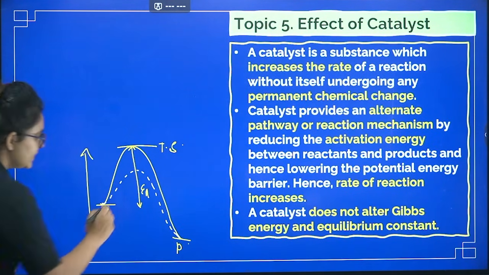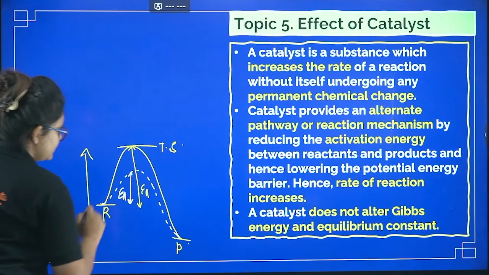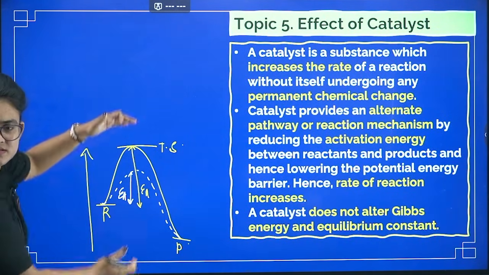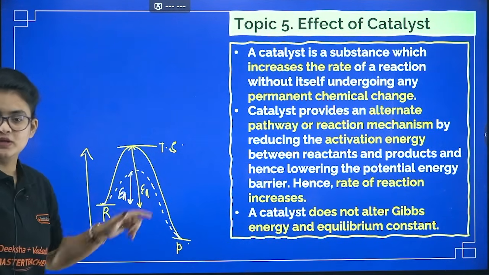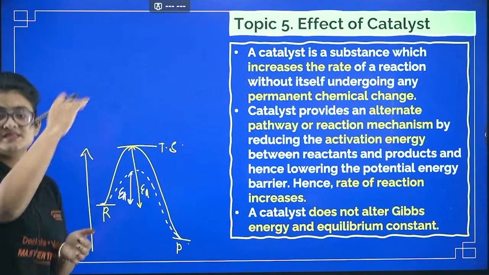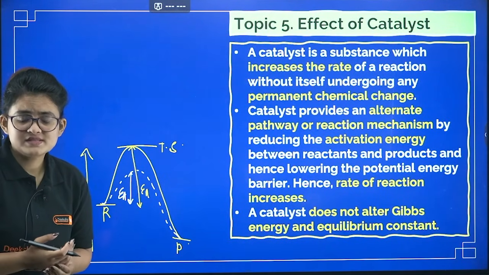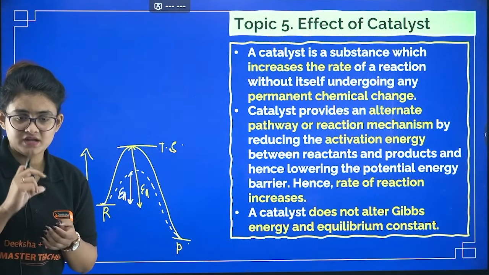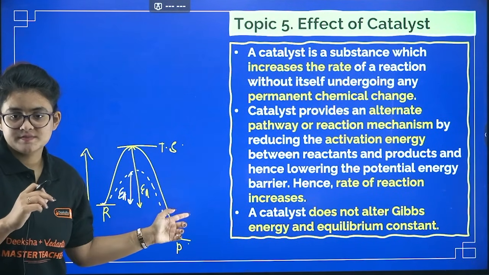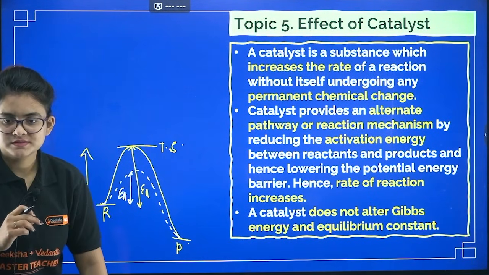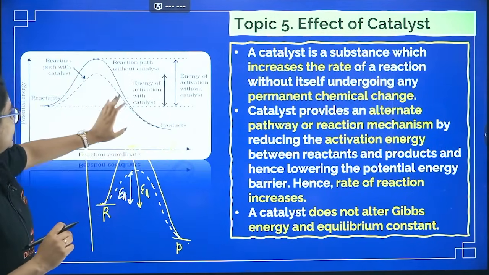Now look at the activation energy here. It's lesser than that of this, right? The catalyst plays the role like this only. It creates a tunnel in between the hill station. As a result, the activation energy gets lowered and the reaction can take place faster. So here you can see the graph, this is the graph that I just explained.